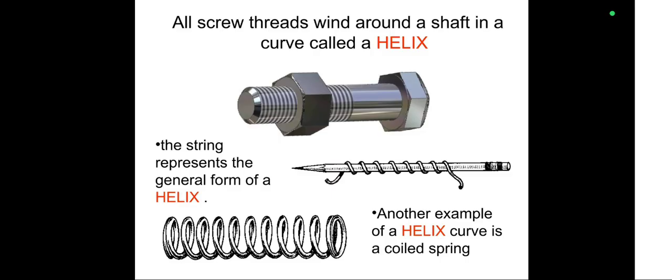All screw threads wind around a shaft in a curve called a helix. The string represents the general form of a helix. Another example of a helix curve is a coil spring. These are all the things shown in the figure. That is called a helix. The curve is called a helix, and the spring with that structure is called a helical spring.